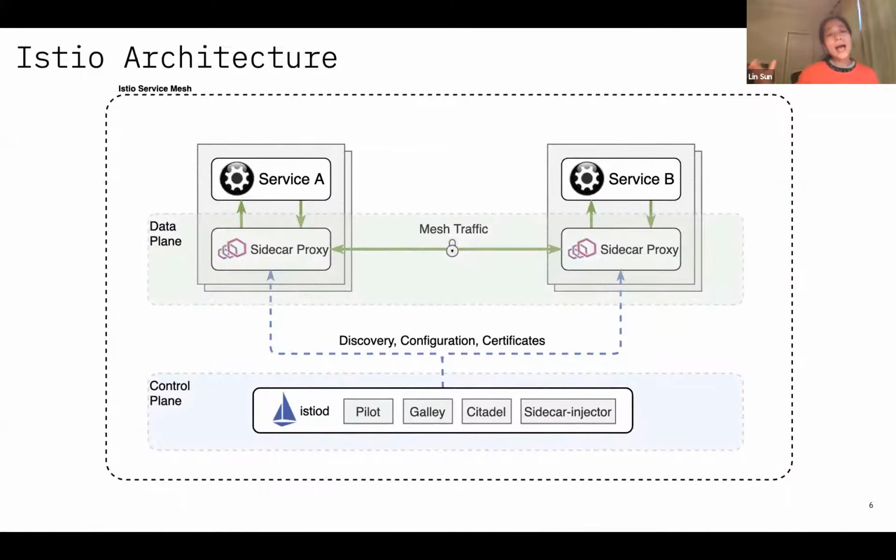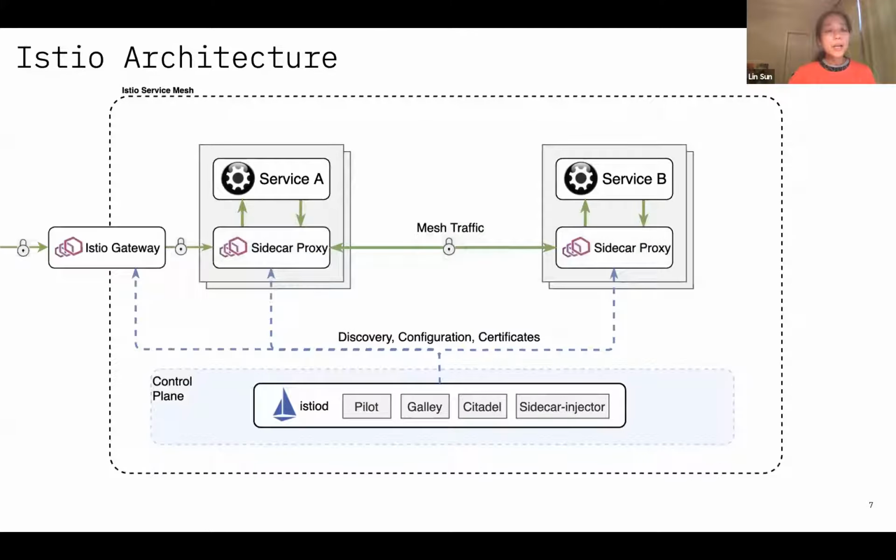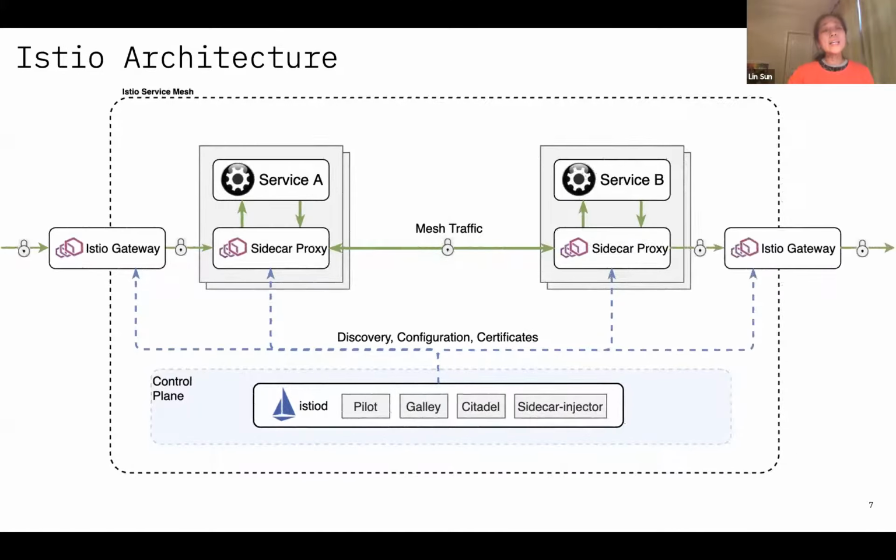Istio fundamentally has a control plane and data plane concept. The control plane is the bottom layer. That's like the brain for configuring the sidecar proxies. And the data plane is the sidecar proxy that runs alongside your service in the same pod namespace. Istio also has a gateway for controlling incoming and outgoing traffic.